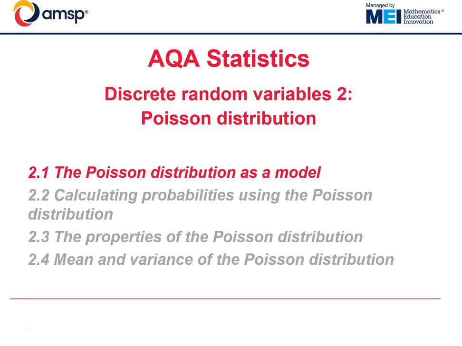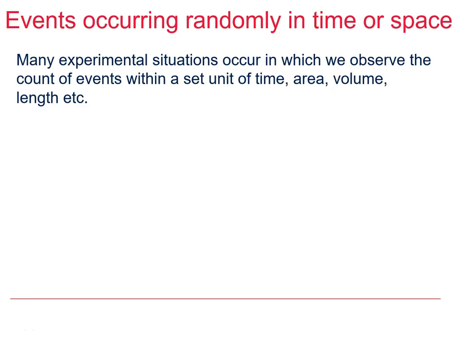Hello and welcome to this AQA Statistics video, the second in the series looking at discrete random variables, this time looking at the Poisson distribution. So in this video we're going to be looking at events occurring randomly in time or space, and this occurs quite frequently in real life.